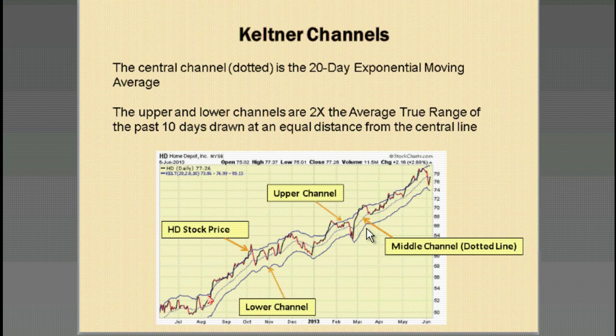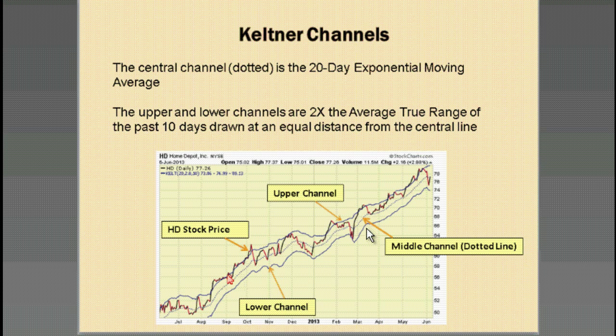So here's a daily price chart of Home Depot. This is the daily price movement of Home Depot. And the top blue line here is the upper Keltner channel. The dotted line in the middle is the middle Keltner channel, and then the lower blue line is the lower channel. And the Keltner channels basically act as an overbought, oversold indicator.